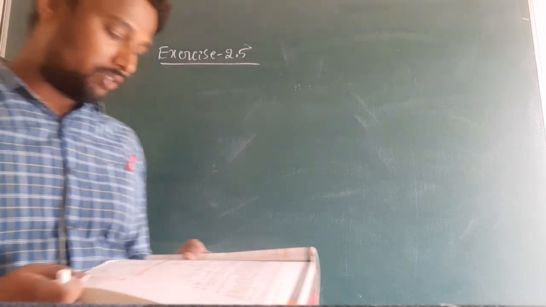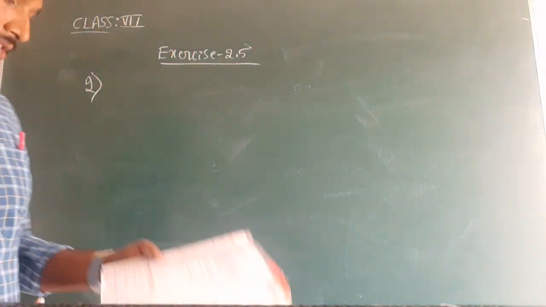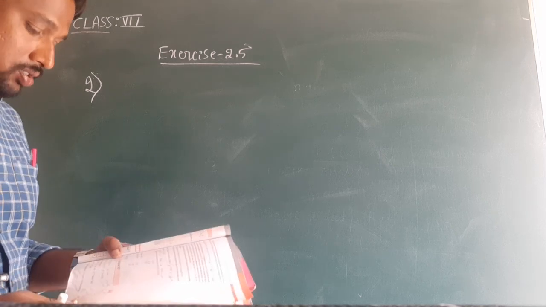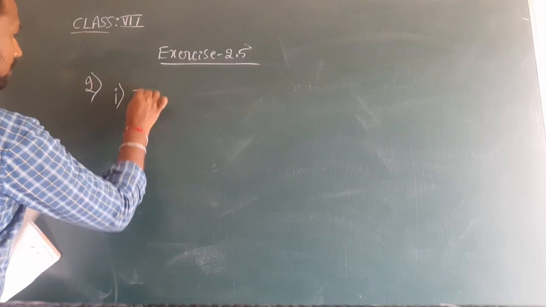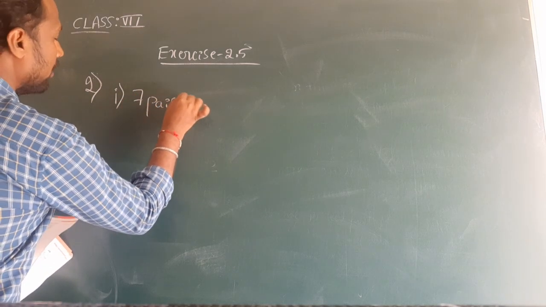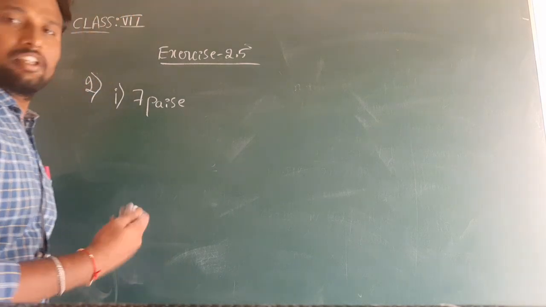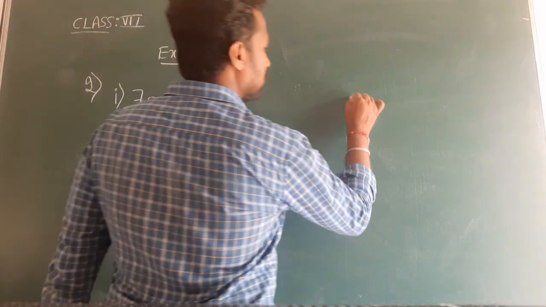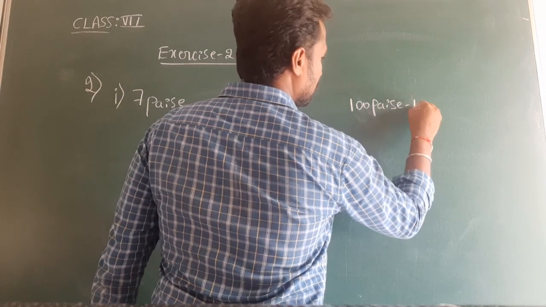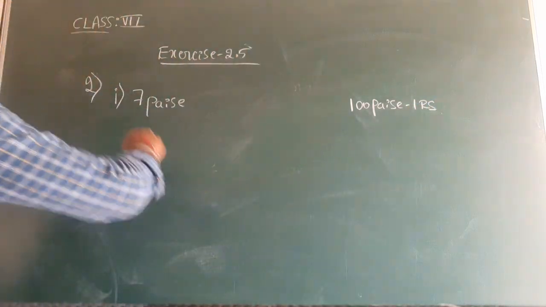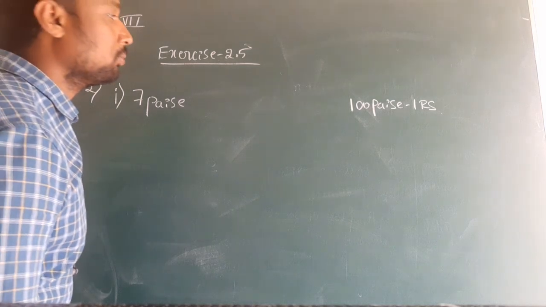In the second main question they have given: express as rupees using decimals. We have to express the values given here as rupees using decimals. The first question they have given is 7 paise. We have to express this as rupees using decimals. Already I discussed in the introduction part of this exercise: 100 paise means 1 rupee. Using this we can convert paise to rupees. So remember that 100 paise means 1 rupee.